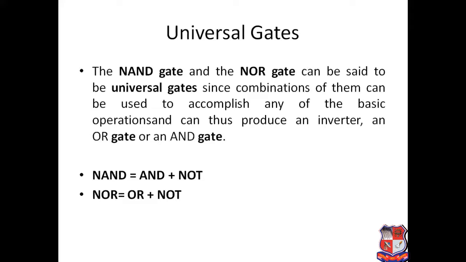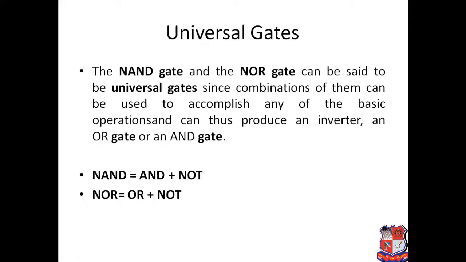Next we will see the universal gates. We have two types of universal gates, NAND gate and NOR gate. So what is the meaning of universal gate? Using NAND gate and NOR gate, we can build any other gates like OR gate and AND gate. Using NAND gate and NOR gate, we can produce an inverter, which is my NOT gate, OR gate, and AND gate. That's why it is called a universal gate.